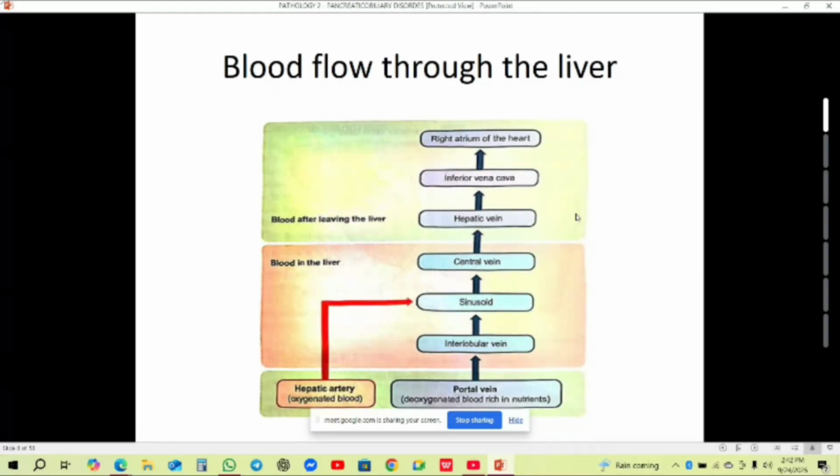And of course, it will go from the portal vein, there will be interlobular vein, and then it will enter the sinusoid. That is where now the blood would have mixed, because that is where also the blood from the hepatic artery that is oxygenated will come to the sinusoid. So the blood there will be mixed, the blood from portal vein and hepatic artery. And from there now it goes to the central vein. And from the central vein, there will be blood leaving the liver. That is, it will go to the hepatic vein, then inferior vena cava, goes to the right atrium of the heart. So that is basically the blood flow in the liver.